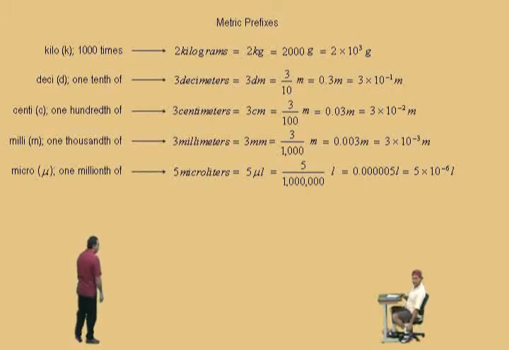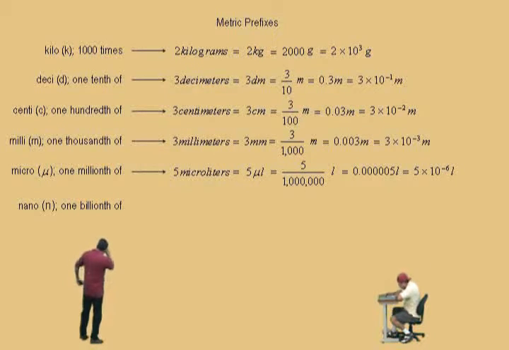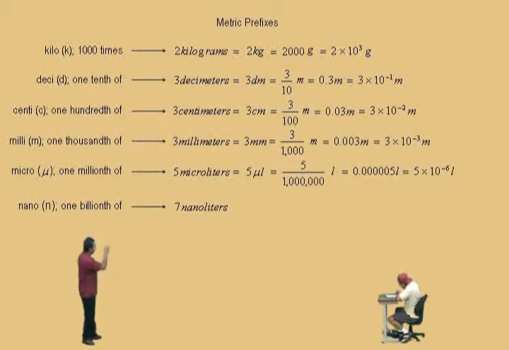So let's go on and do one more. We're having so much fun. Let's go to the nano. Now, nano, use an N to abbreviate it, means 1 billionth of. If we have 7 nanoliters, its abbreviation is 7 NL right there. Remember, nano means 1 billionth of, Charlie, and we have 7 of these.